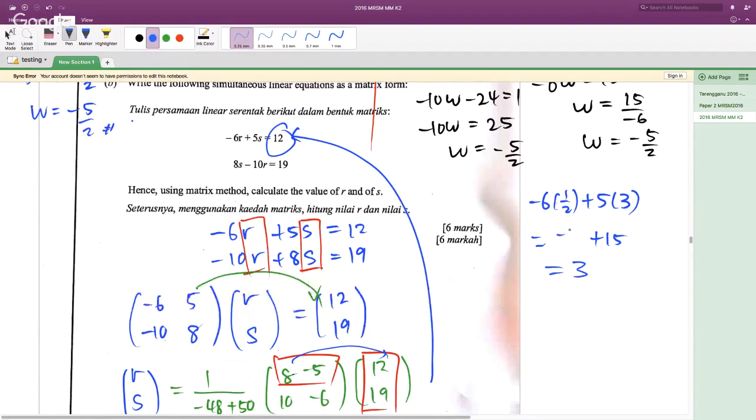So this one is -3. Okay, then I get 12. Okay, so then I know my R and S answer is correct. So always make sure you just substitute the answer into it. Yeah, then you actually get the correct answer.